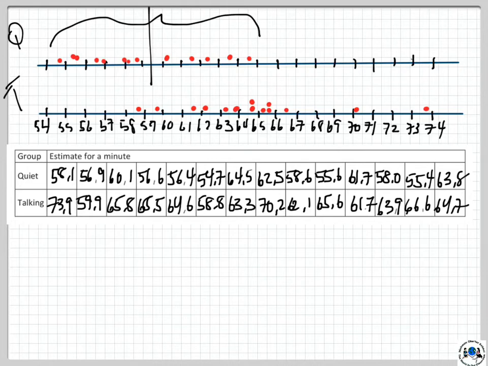Whereas the talking one is a little bit more varied. We'll see a little more variance in that one, a little more variability. Actually, what else can we say about this?